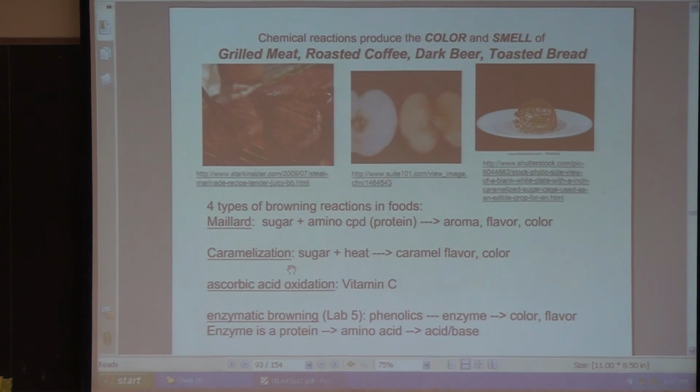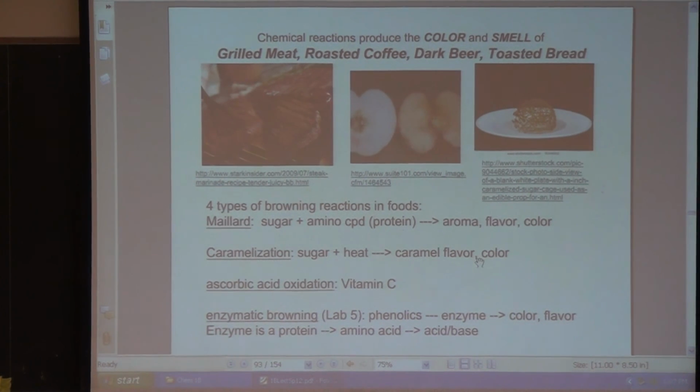Another one is the caramelization reaction. You have to take sugar and heat it up to a certain temperature. It turns that caramel color and also gives that caramel flavor. So that's the caramelization reaction. Again, only sugar is involved there. Vitamin C also oxidizes to a brown color. Have you heard of brown orange juice? Although it's sometimes hard to see that brown color in orange juice because it's already orange.